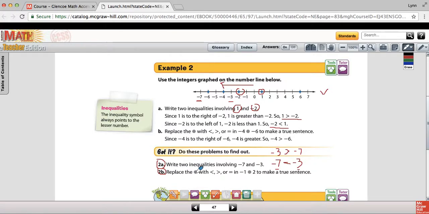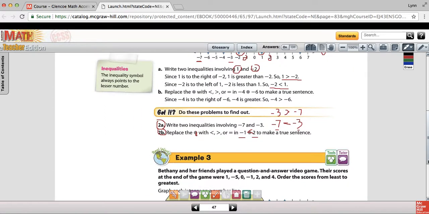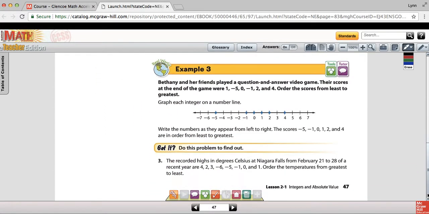In 2B it says replace the circle with the less than, greater than, or equal sign, negative 1 and 2. Here's negative 1 on the number line, here's 2 on the number line, negative 1 is less than 2 on the number line. Again, that's just one strategy. If you don't like it, that's fine, but just realize that you can use a number line to map those numbers out.